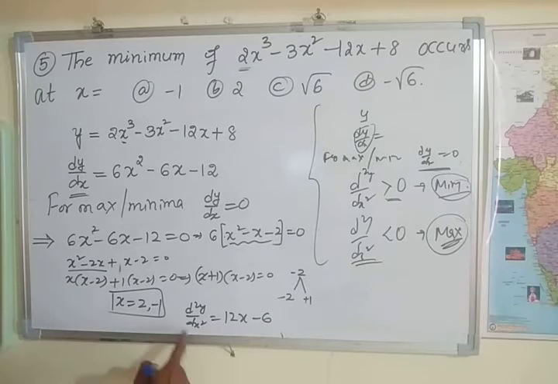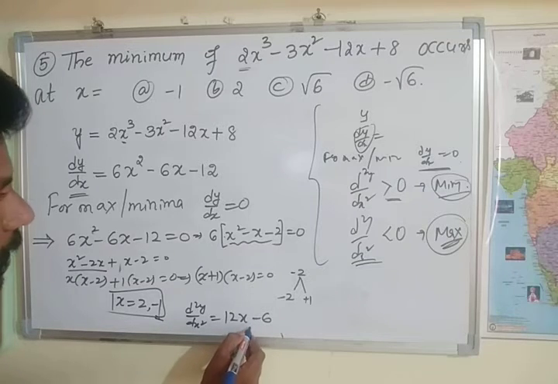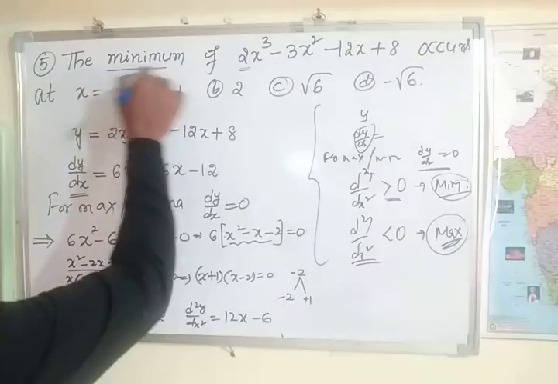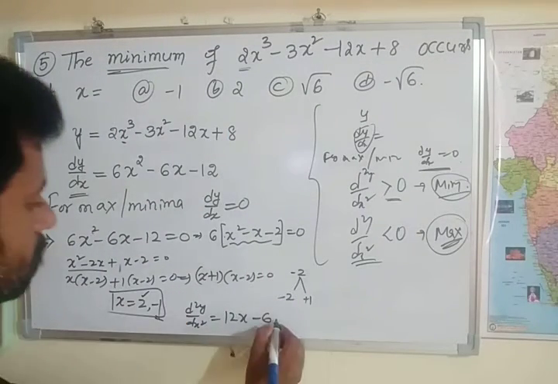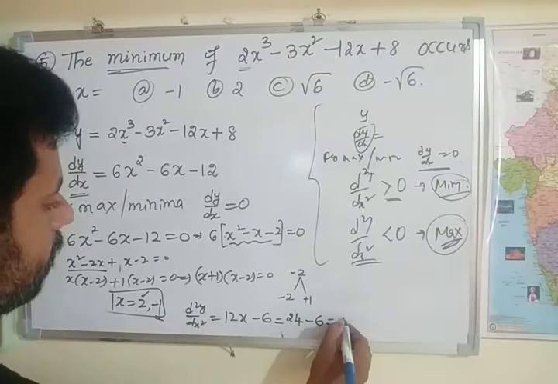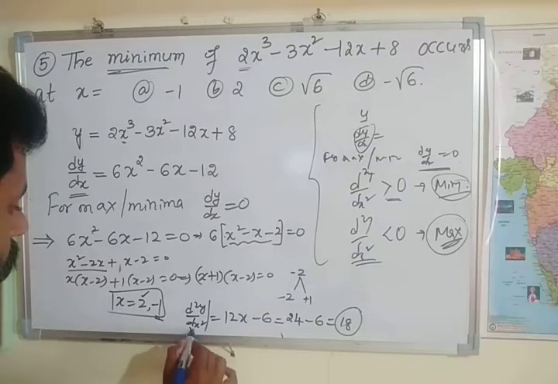See, 12x minus 6. Suppose we consider x is minus 1, we get a negative value. If the result is negative, meaning less than 0, that is a maximum. But here we have to find the minimum result. That's why we consider x is 2. X is 2, what happens? 12 into 2, 24 minus 6 is 18.